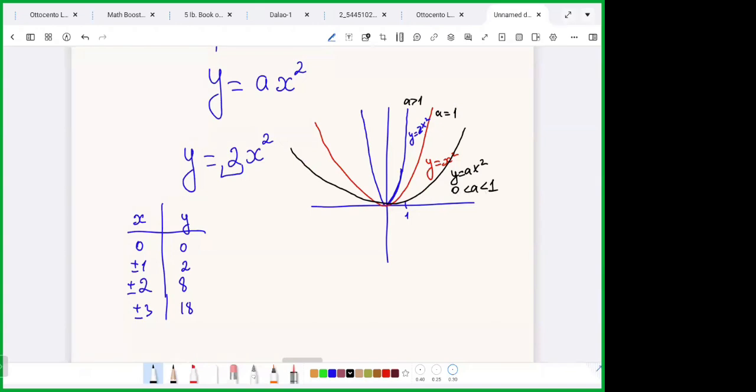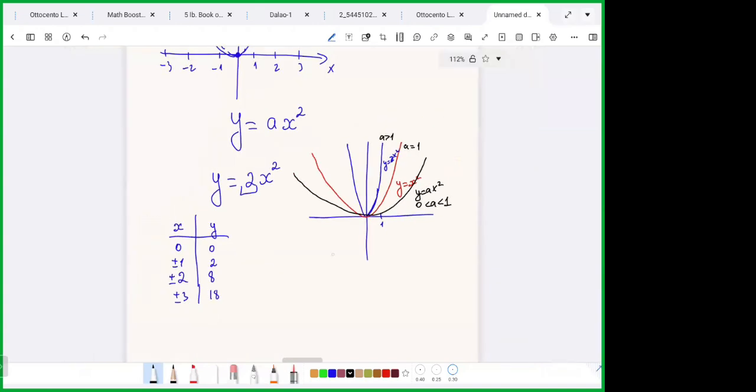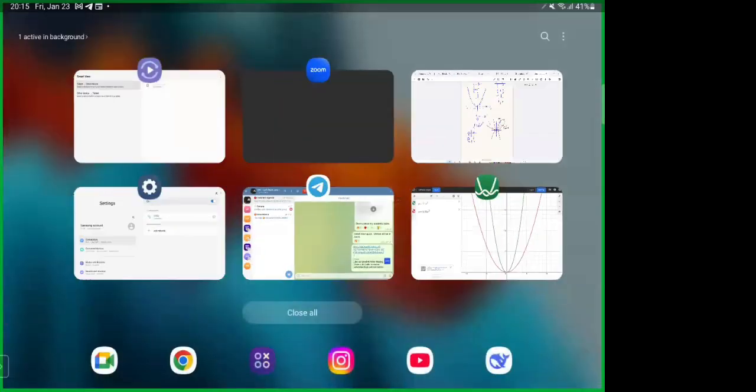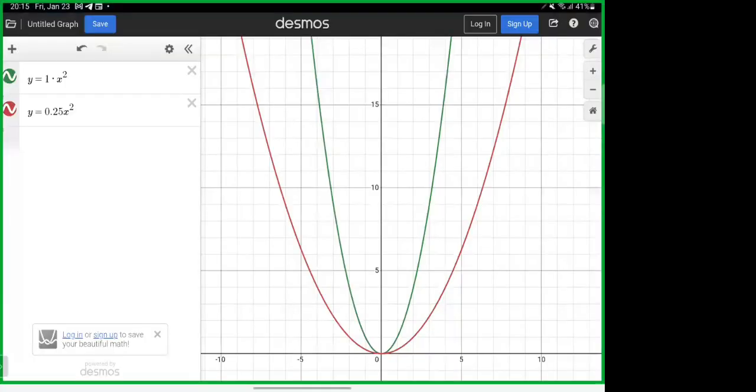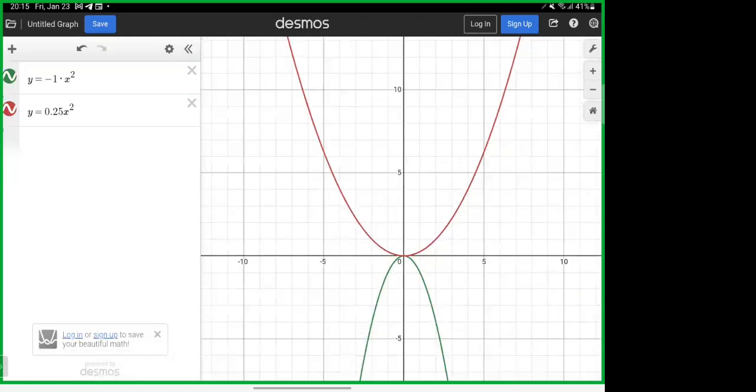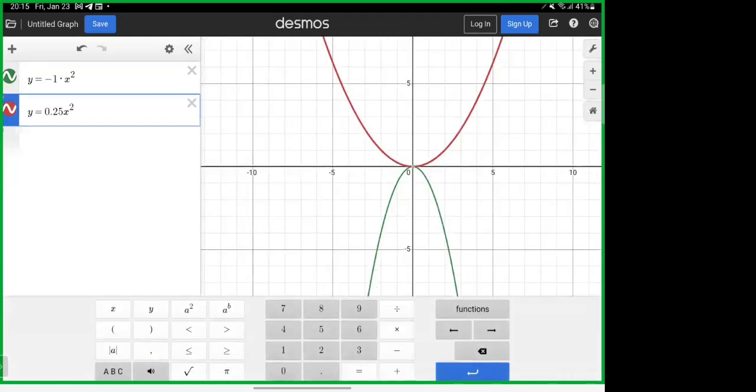What if your a will be negative? When a is negative, everything will be just converted. Here the numbers will be with a minus sign, everything minus. Everything here will be just a downward parabola. So, conclusion. You can check with Desmos as well. When your function has a minus sign, it will be downward.